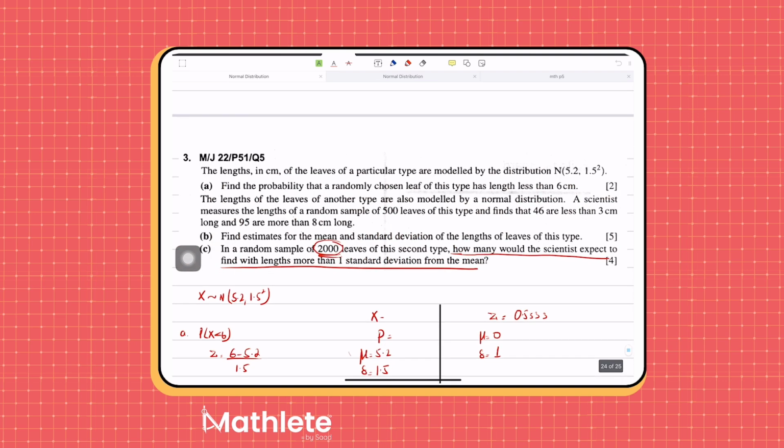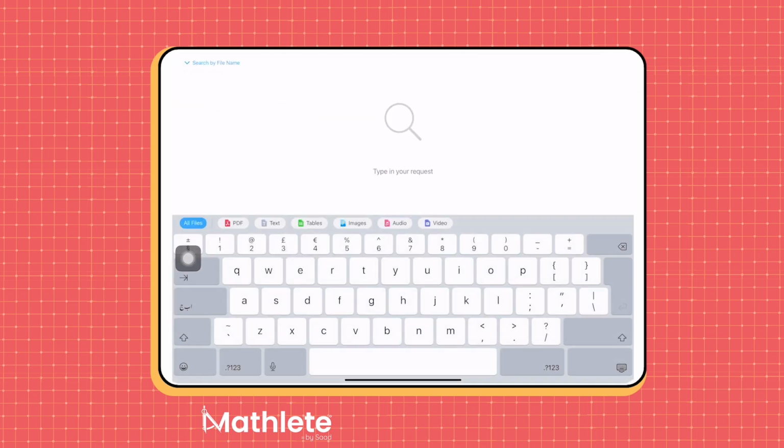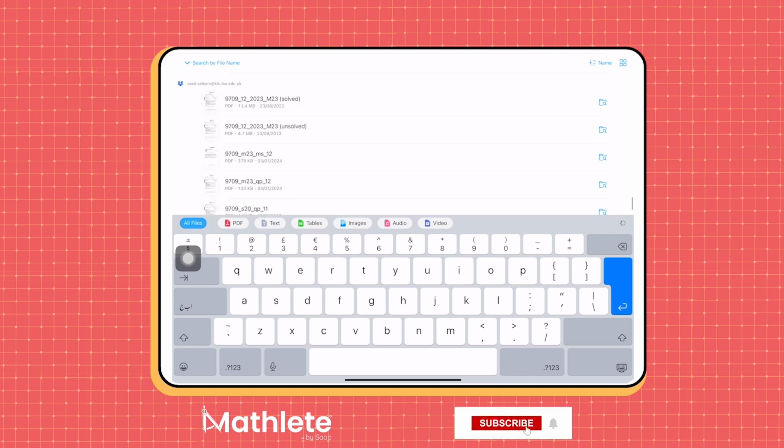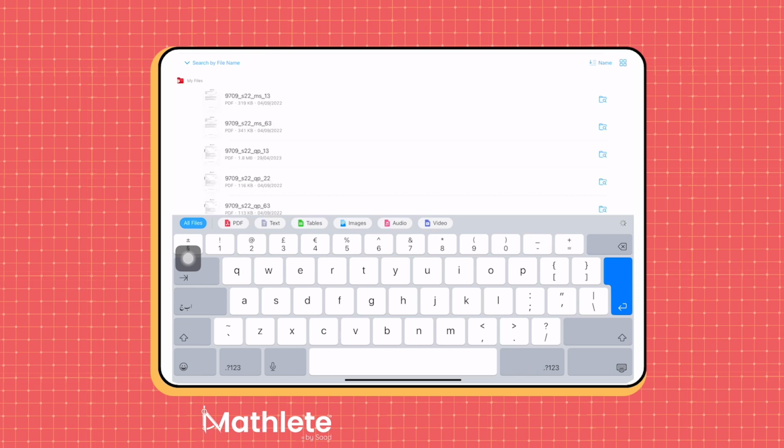Do you understand the concept? Yes, sir. So it depends upon the data, whether it's continuous or discrete. Yeah. Since we're talking about leaves, that means it has to be discrete. Okay. So it's May June 2022 paper 51.